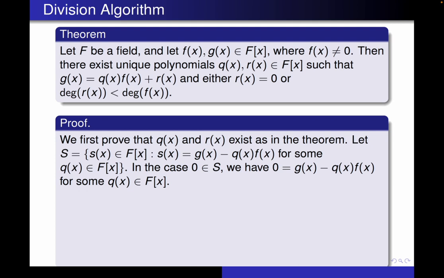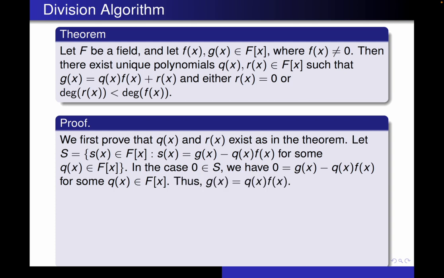One of the things that we're going to be looking at is the degree of the polynomials and finding the polynomial with the lowest degree. And since the zero polynomial does not have a degree, we want to get rid of the case where zero is actually in that set. But that's not going to be so bad. In the case that zero is in S, and by zero I mean the zero polynomial, we have 0 equals g(x) minus q(x) times f(x) for some polynomial q(x).